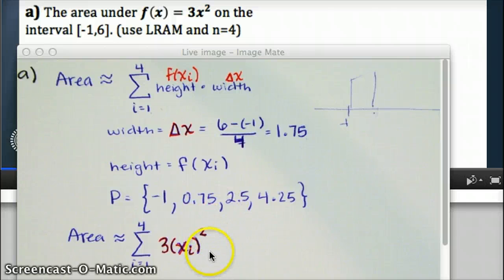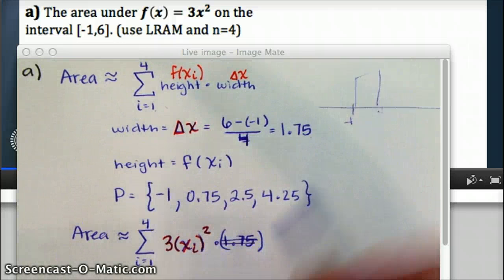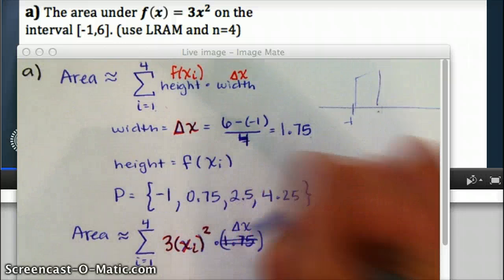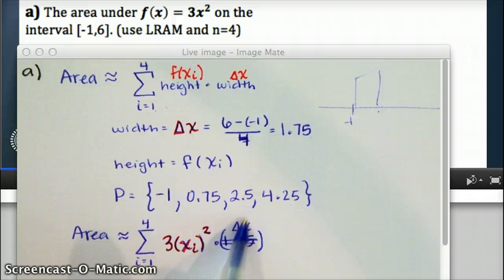Now, the final piece, normally we would write as our delta x. In this case, it's 1.75. For reasons connected to what we're going to do next, it would also be acceptable just to leave this as delta x, since we've already written what it is up top. And again, the reason for that will come up as we go farther in integrals.